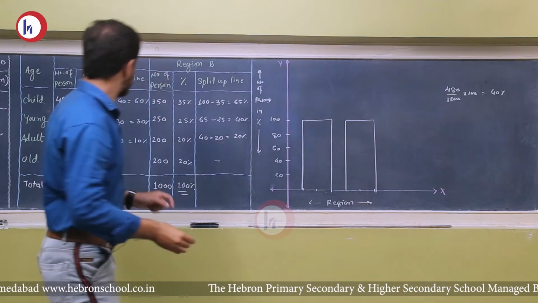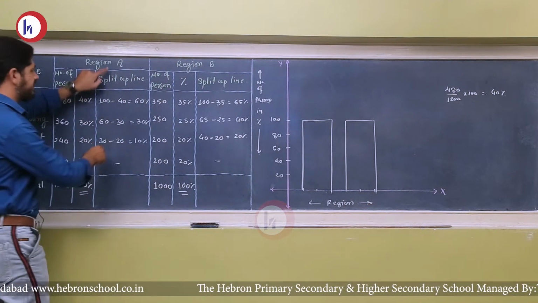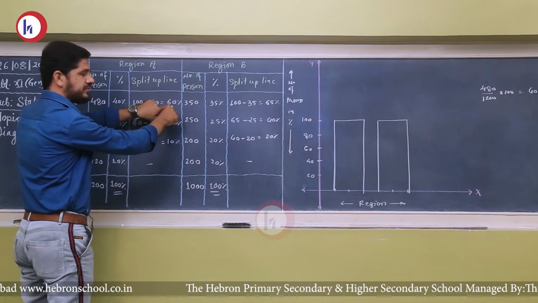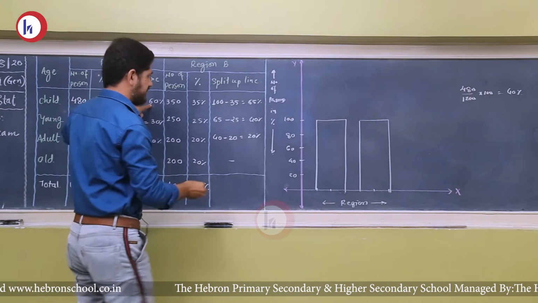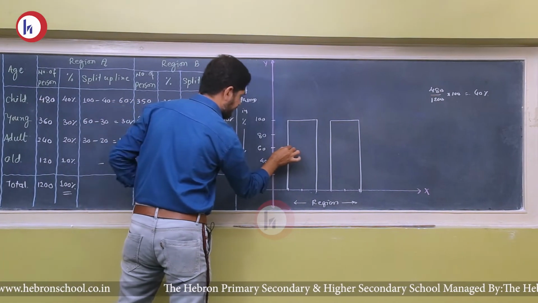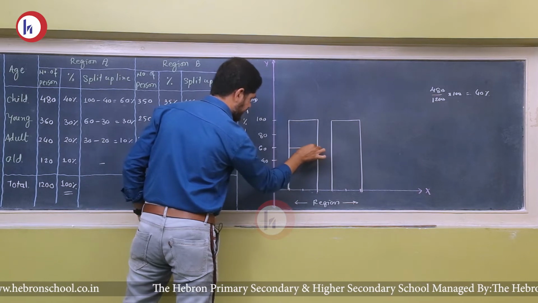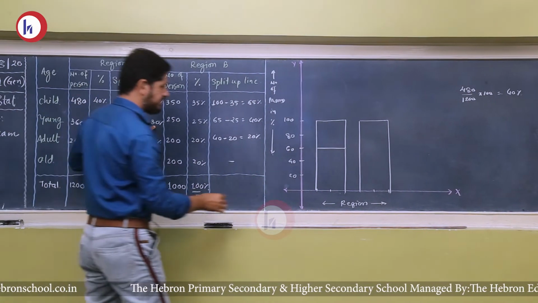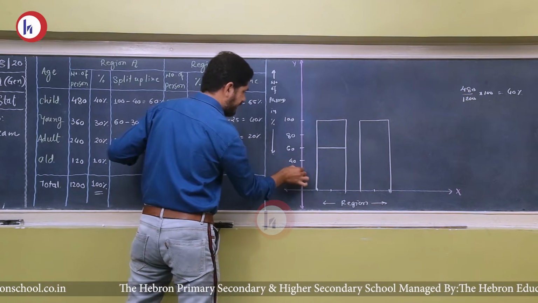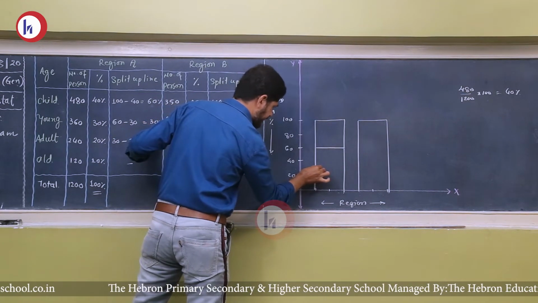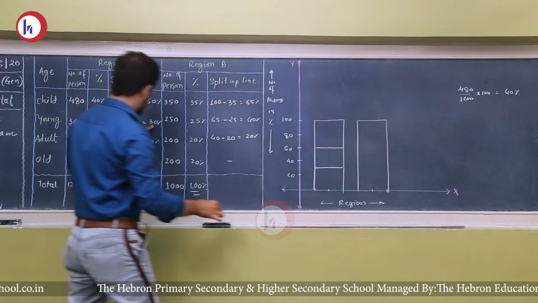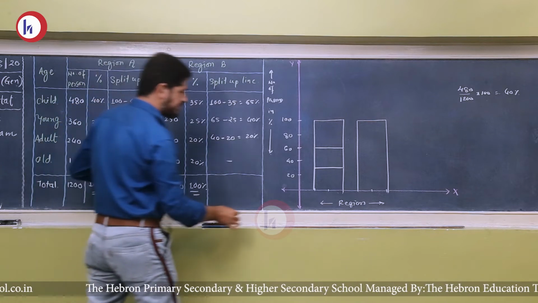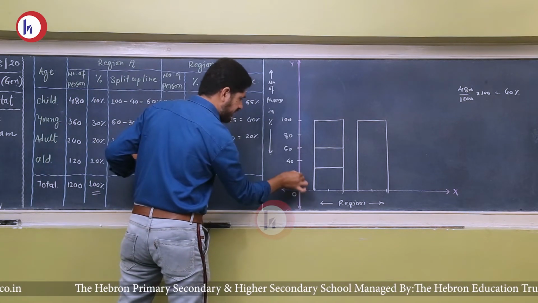Now, the split up line of region A says that the first height is from 60%. So, here is the 60. The next one is 30%. 30 lies between 20 and 40. The next one is 10%, that is from the origin to 20.